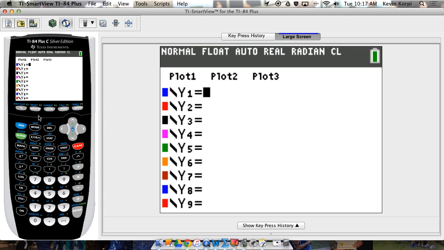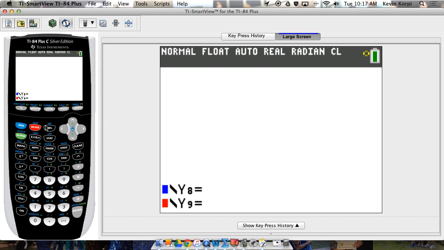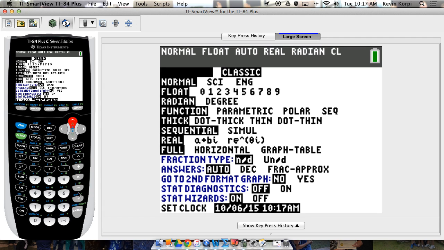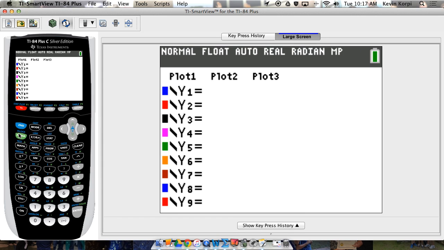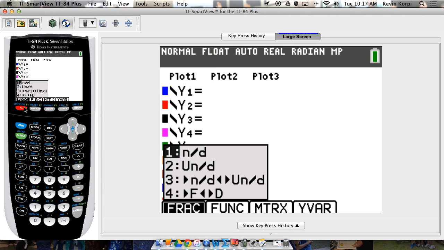Now, if you have the old classic print like I do, you're going to have to put parentheses around your numerator and then parentheses around your denominator. If you don't do that, it's not going to divide by the entire quantity. So that's how you would type it in classic mode. If you have the new MathPrint, which I'll switch back to now, it's really nice because you have your horizontal division bar, which you can access by hitting alpha Y equals.